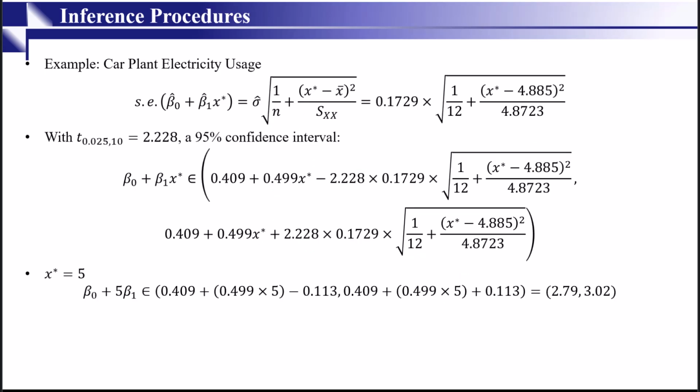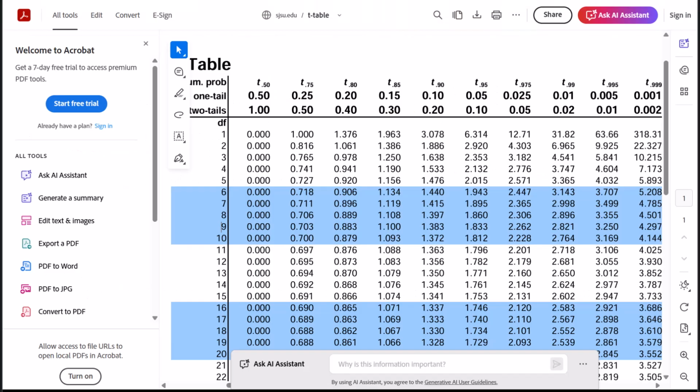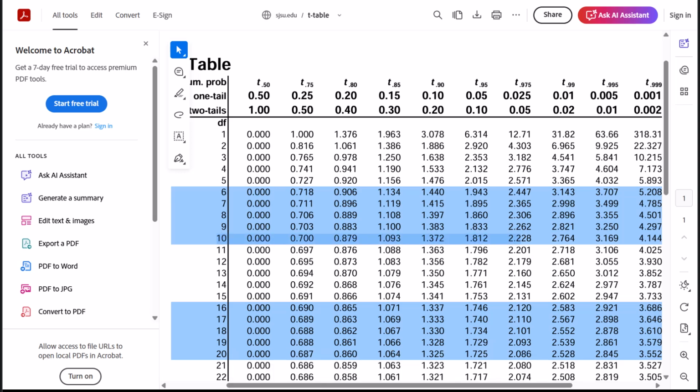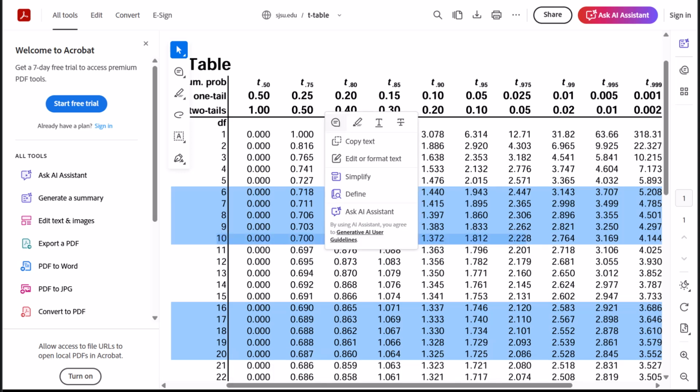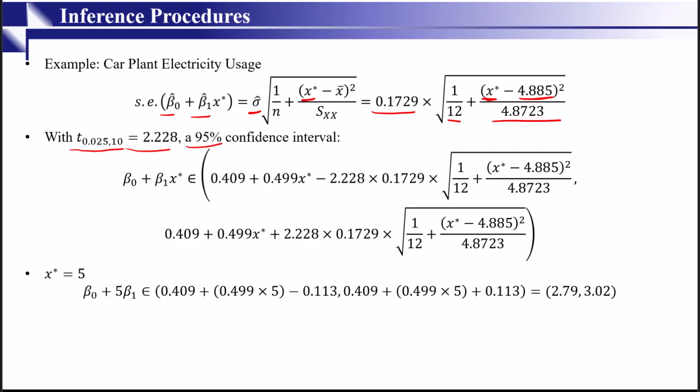So let's take our example for this scenario. That example was car plant electricity usage. The standard error of beta hat 0 plus beta hat 1 x star is equal to sigma hat times the square root of 1 by n plus x star minus x bar squared divided by sxx. We already found that sigma hat is 0.17, n is 12, and x star minus x bar squared divided by sxx. With t of 0.025 and 10 degrees of freedom, we get the value of 2.228. This is the t value, and we're going to find the 95% confidence interval, right? So beta 0 plus beta 1 x star falls into these two values, right?